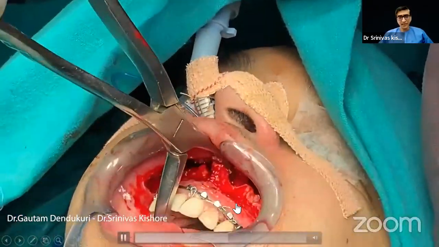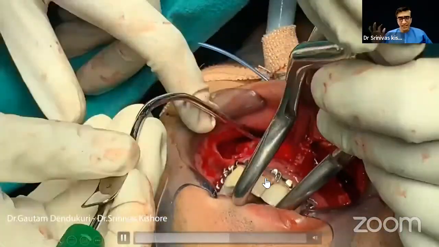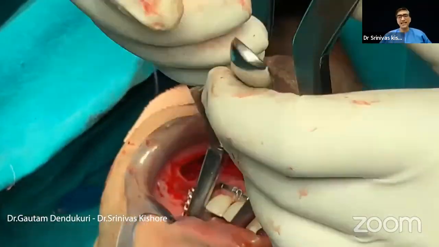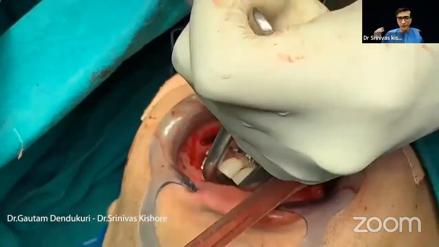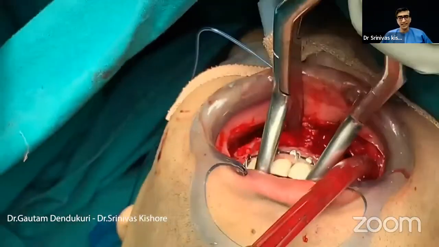you have to make sure that it's only the muscles and the tendons that are attached. There is no bony involvement. So the maxilla should freely move in all directions.